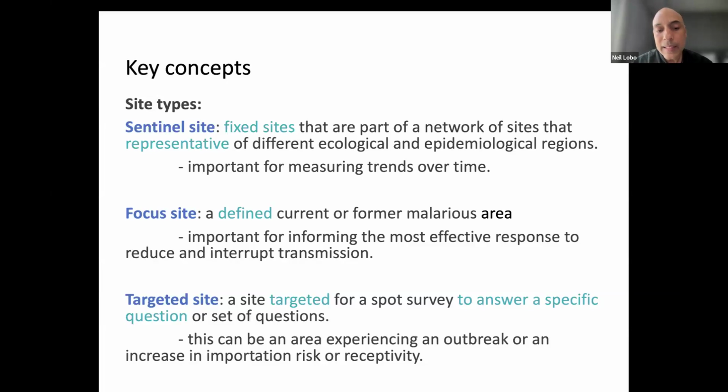Now, a targeted site is a site where we would do something just once. And that's based on a specific question, and it can be a really random question. For example, has Anopheles stephensi invaded our country at this site? And you can go there and do a survey, and that's a targeted site for a quick spot survey. So those are your 3 definitions of site types.